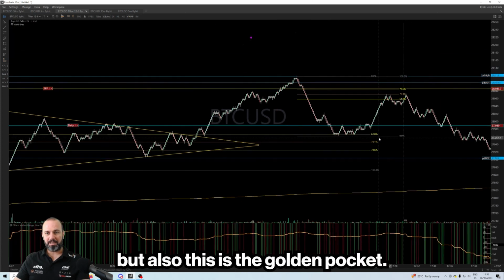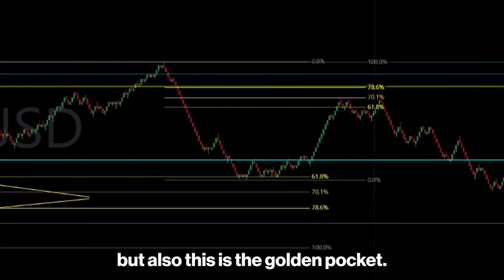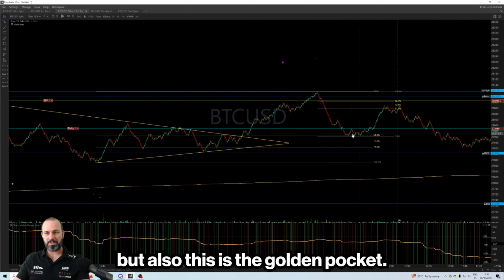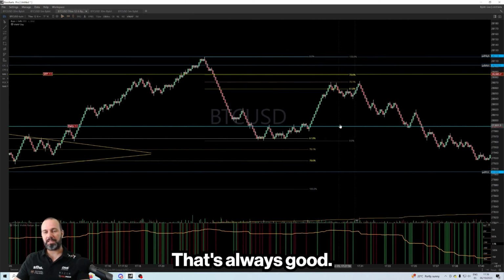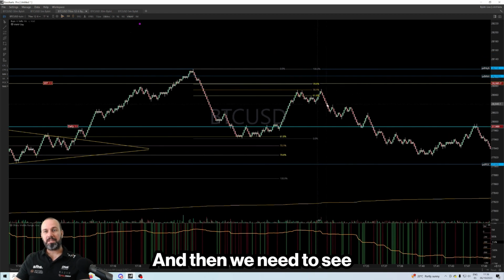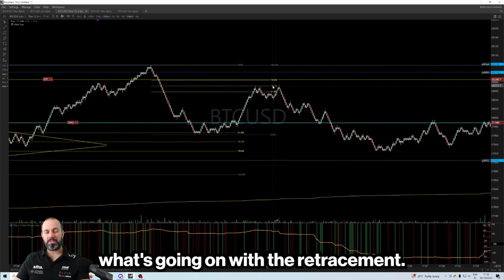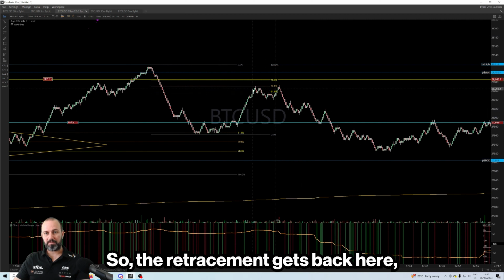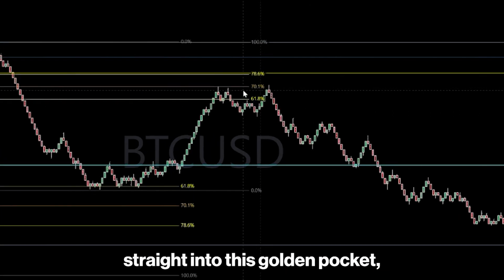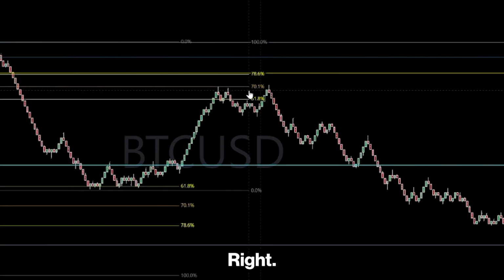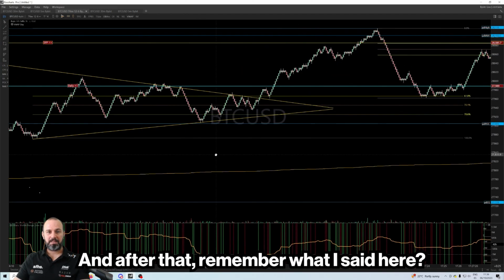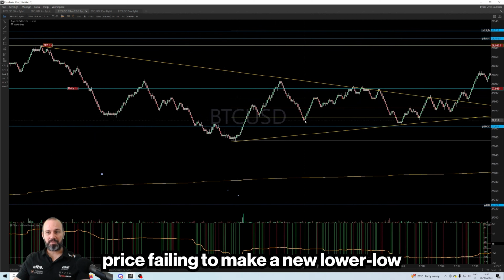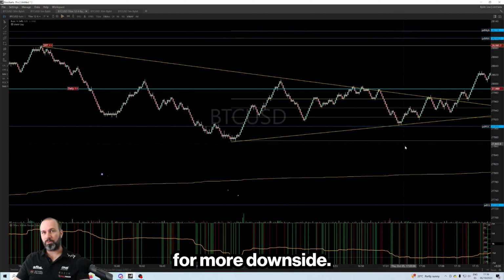Not only the daily, but also this is the golden pocket from here to here. So you see, very well respected. Daily on a golden pocket, that's always good. And then we need to see what's going on with the retracement, right? The retracement gets back here, straight into this golden pocket. And after that, remember what I said here? The red flag here was the price failing to make a new lower low for more downside.